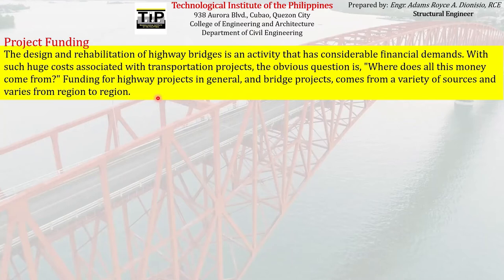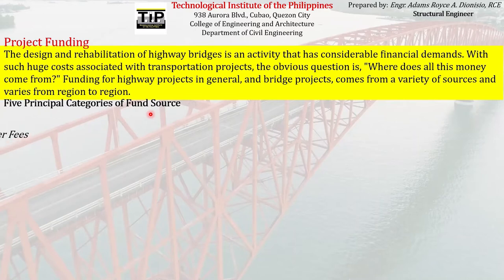So the first issue or concern that a bridge engineer must deal with before he or she can commence the design, planning, and construction of a bridge structure is the project funding. So we have to address first where the fund will come from. Usually the sources of fund vary from region to region or with respect to that particular project. They vary from one project to another, as well as from one region to another. So we will enumerate here the five principal categories of fund source.